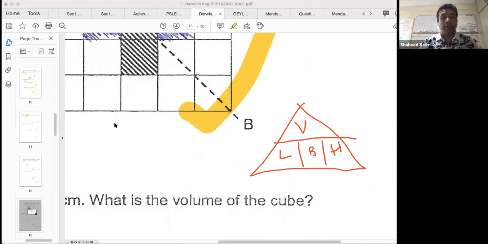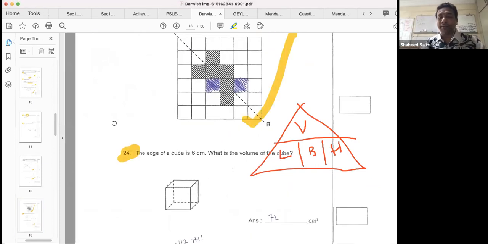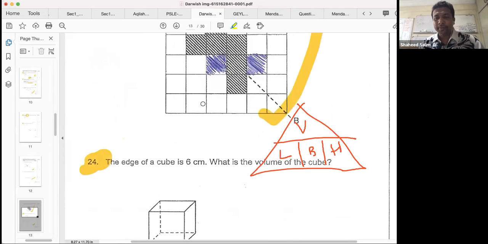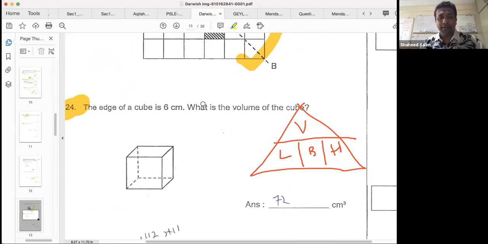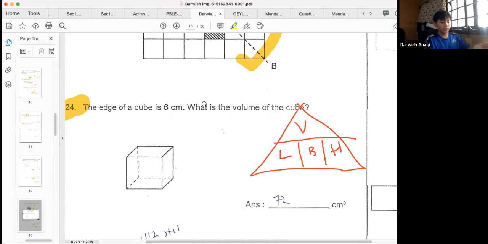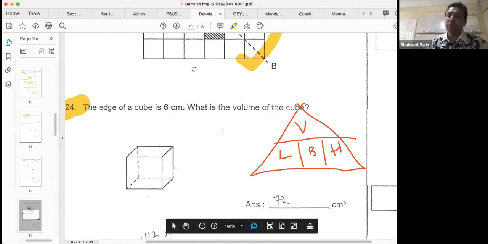Good. Let us look. What do you do? Do you take length times breadth times height? What is the length? 6. What's the breadth? 6. What's the height? 6. 6 times 6 times 6? Is it 72? 6 times 6 is 36. 36 times 6, what's your answer? 260.